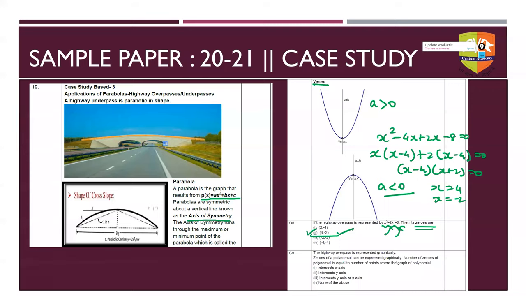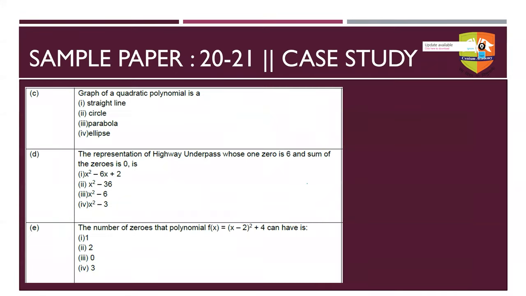The highway overpass is represented graphically. Zeros of a polynomial can be expressed graphically. Number of zeros of a polynomial is equal to the number of points where the graph of the polynomial intersects the x-axis. So this is very easy. See, irrespective of this diagram or not, if the diagram was not given, still you will be able to solve the question. So in the case study based questions, I don't know whether this is an actual quality question, but I don't see any relevance of the diagram here. Anyways, so let's go. You are not trying to find out anything from this diagram, in these two questions at least.